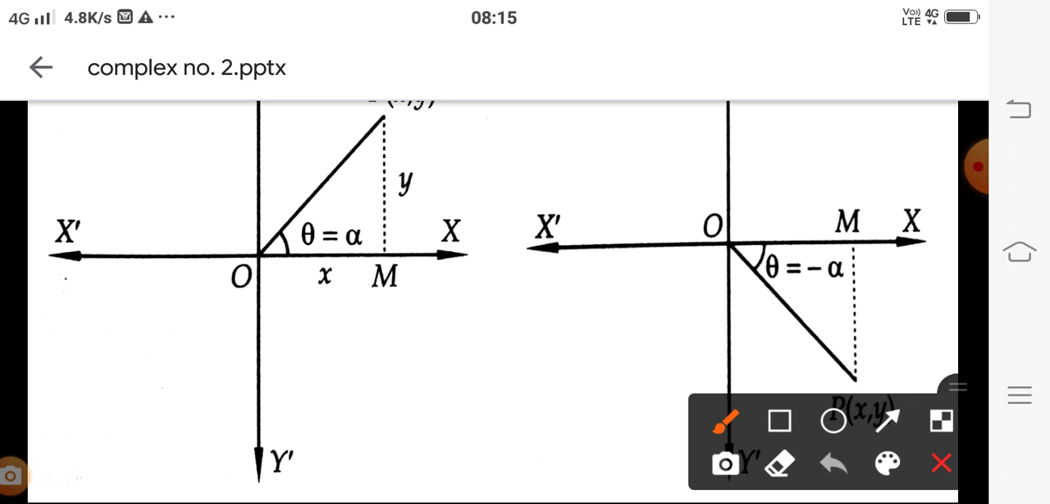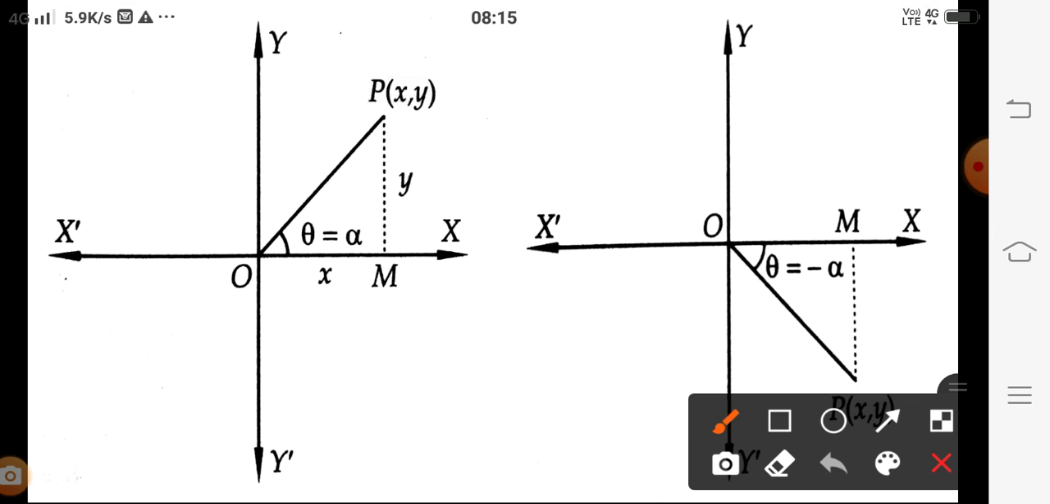Now let us observe the diagram here. If you consider a complex number which lies in the first quadrant, then we get the argument as positive alpha. We are calling this alpha. Theta is equal to alpha, meaning you find tan alpha. Tan alpha is b upon a, and that we consider as the argument for the first quadrant.